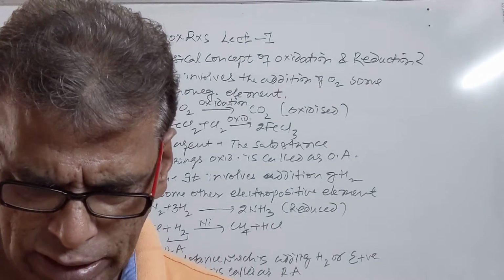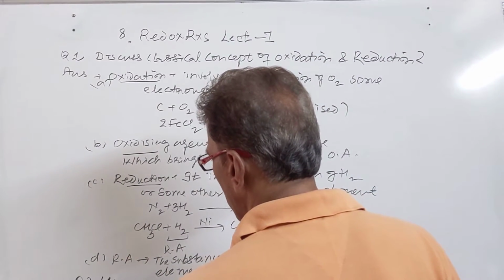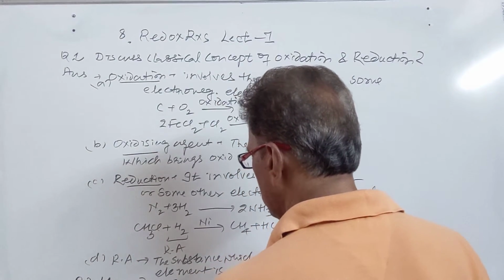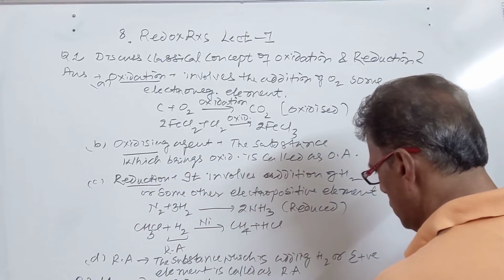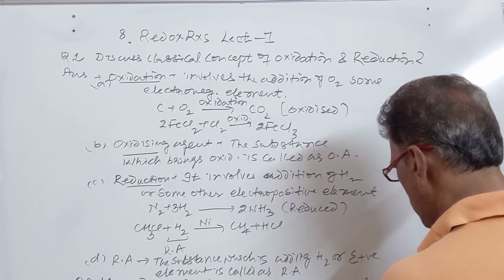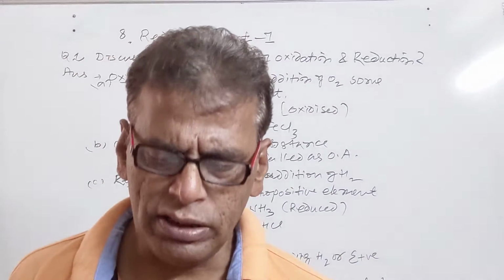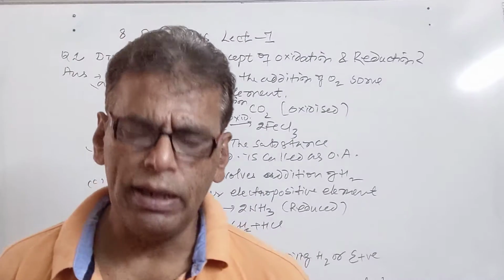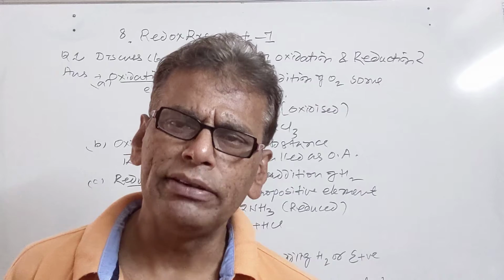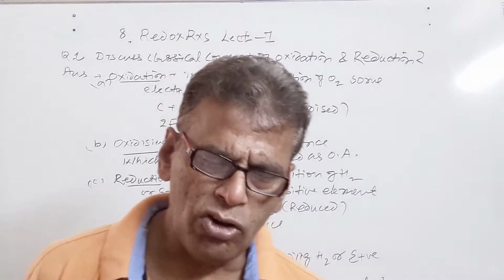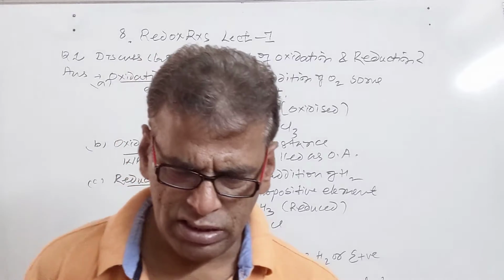Then we have the why question, why oxidation and reduction they occur simultaneously. This is question number 2. Oxidation and reduction, they go hand in hand, they occur simultaneously because whenever a substance supplies oxygen, then there must be a substance to accept that oxygen. Similarly, if a substance supplies hydrogen, there must be another substance to accept that hydrogen. So oxidation and reduction cannot be separated from each other. Both of them take place under the same reaction.